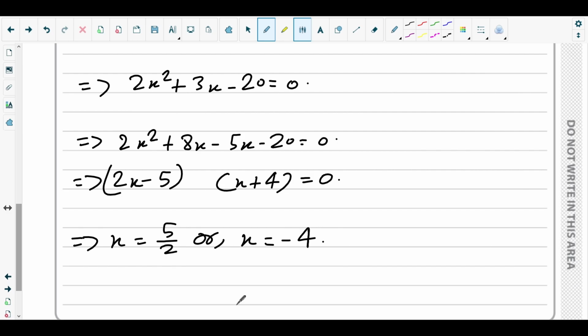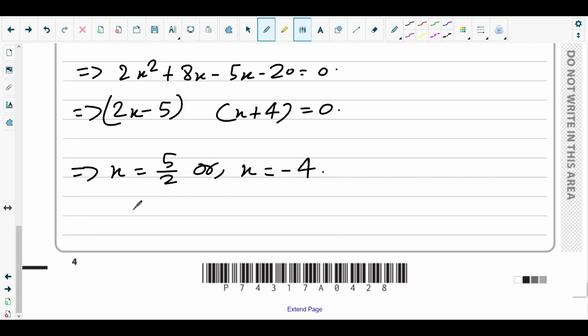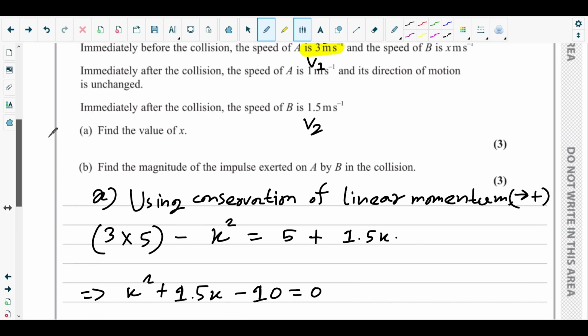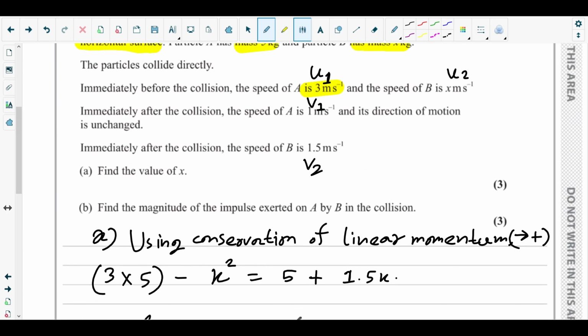So which one is the correct value? Definitely, since x is the mass, it can never be negative. So x is equals to what? 5 over 2. That's the value for x, and that's what they have asked in part A. We got it. Okay. Next is part B.